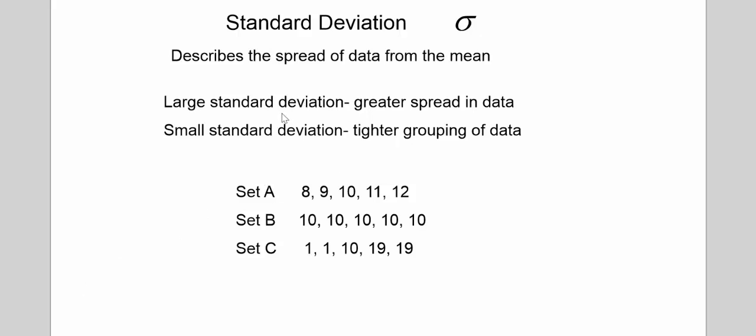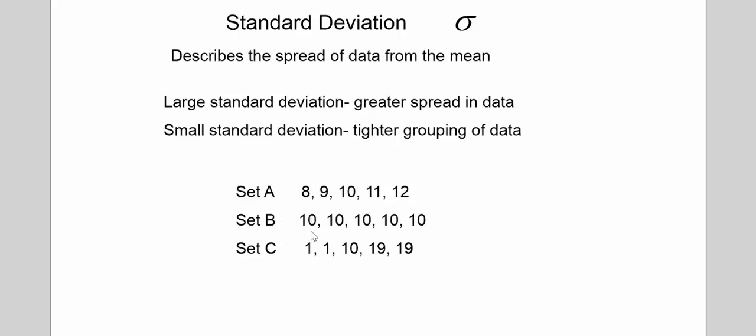A larger standard deviation means there's going to be a greater spread. A smaller standard deviation means there's a tighter grouping. So if we look at this number set right here, each of these number sets has an average of 10. So obviously, in this case, there's not a lot of spread. In fact, this is 1 away from the average, this is 2 away from the average, likewise on the other side. So the standard deviation is somewhere between 1 and 2.